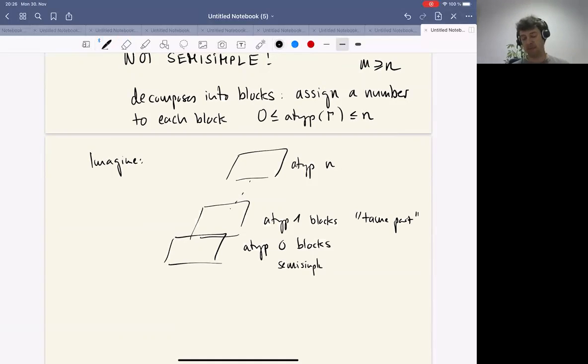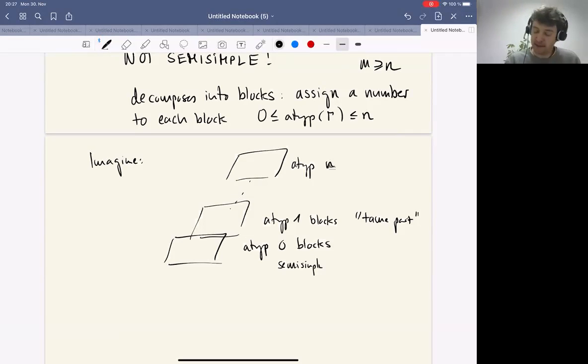And you can measure this precisely. For instance, you can talk about the complexity of modules, and this increases with the atypicality. Or you can look at the Loewy length of a projective cover. The Loewy length of a projective cover of a simple of atypicality k is 2k plus 1, and so forth.